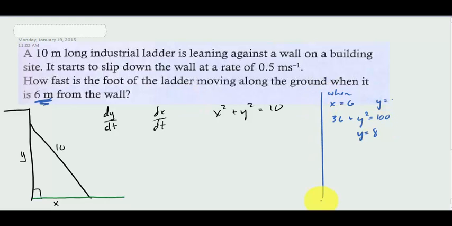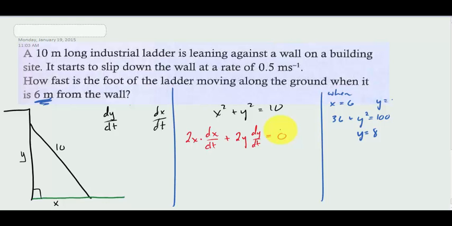Cool, but I haven't done any calculus, have I? So the calculus is going to happen right here. We're going to take the derivative of this relationship between the sides. We take the derivative of the first term, 2x, but we have to multiply by dx/dt, because x is changing as time passes. So we have implicit differentiation. And then 2y dy/dt, because y is also changing as time goes on, equals 0.